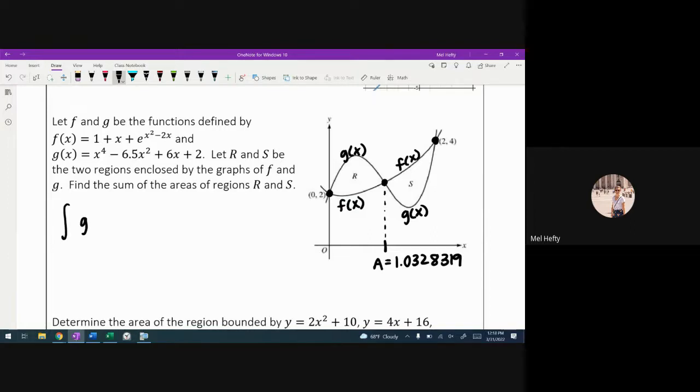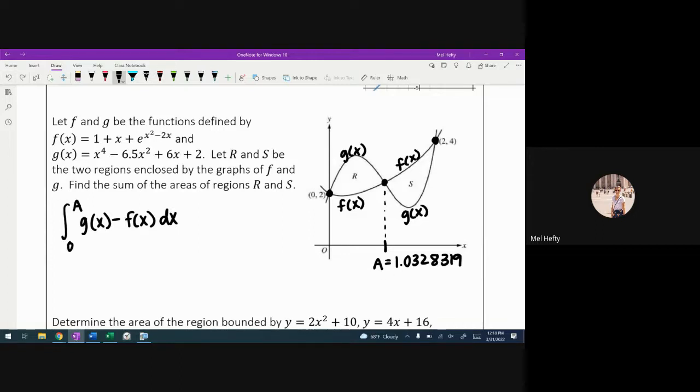Yep, which way will I be subtracting? Am I looking at it right? G minus F. All right, G of X minus F of X. All right, my bounds for region R will be what? Yeah, 0 to my decimal. If I have labeled on my paper that that is A, I can use the letter A.